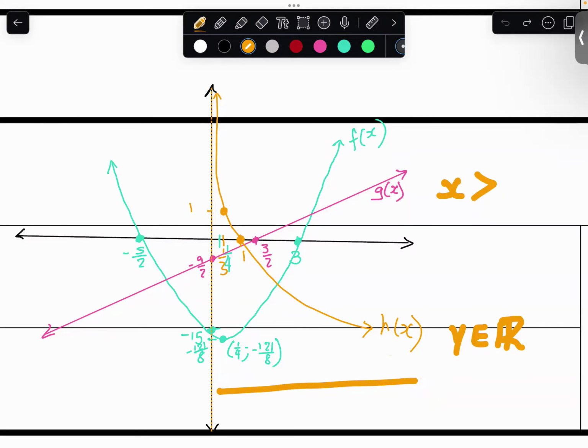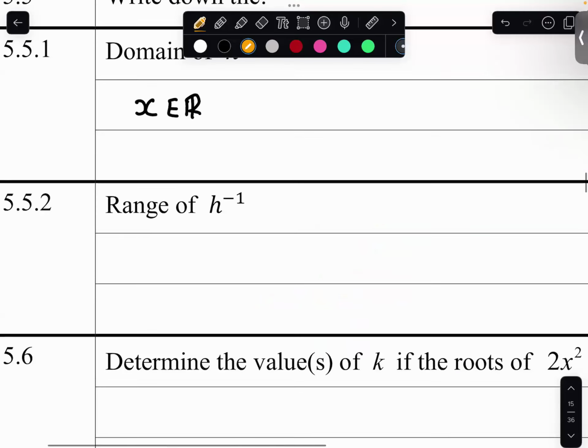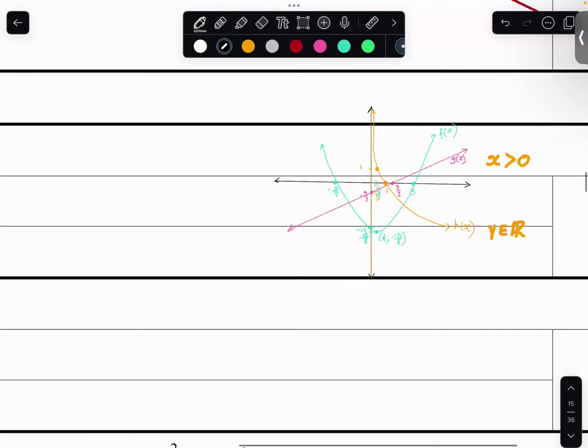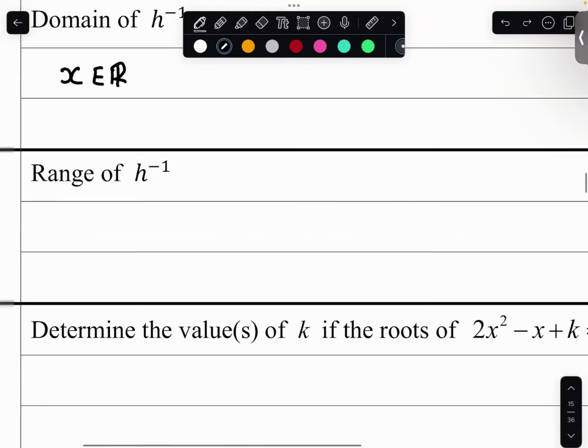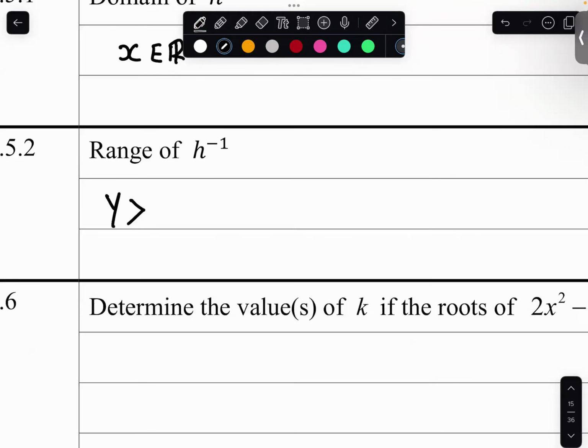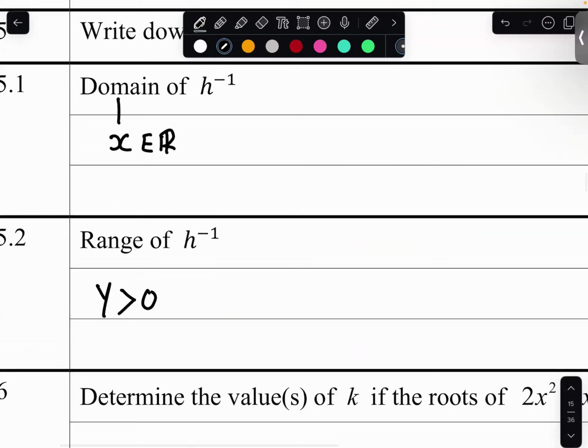So your domain of this original graph is x is greater than 0, which means when I'm trying to answer the range of the inverse, I swap x's to y's, y's to x's. So that's now going to be y is greater than 0. That's it. Remember, domain must be answered in terms of x, range must be answered in terms of y.